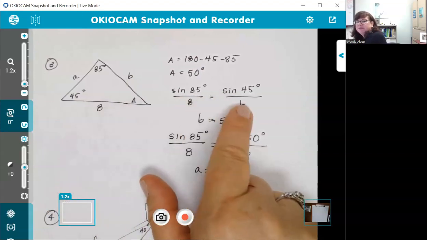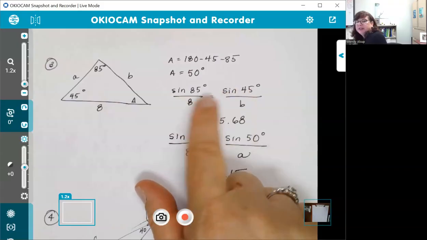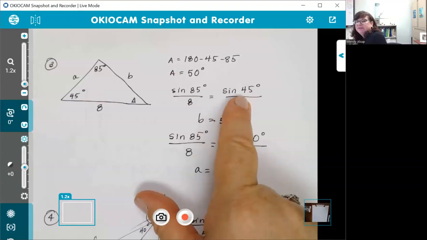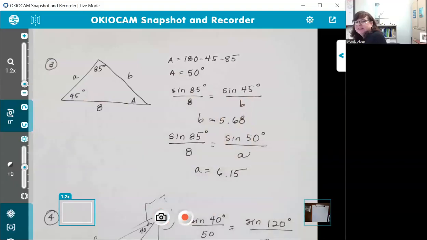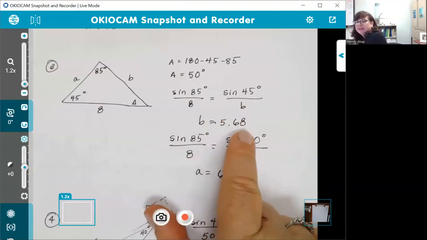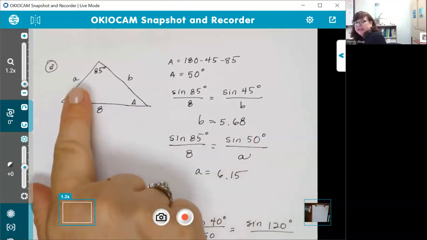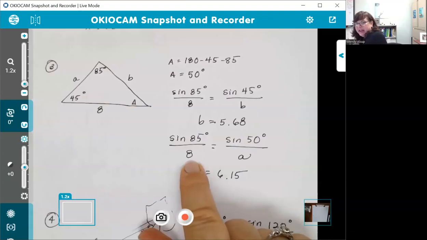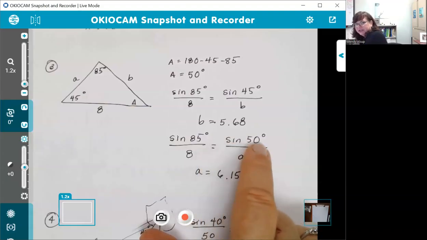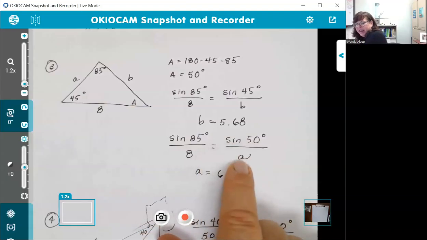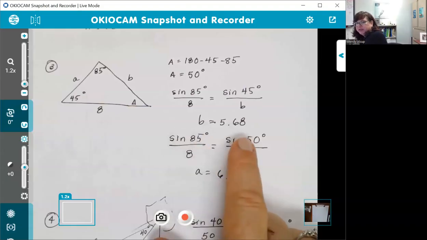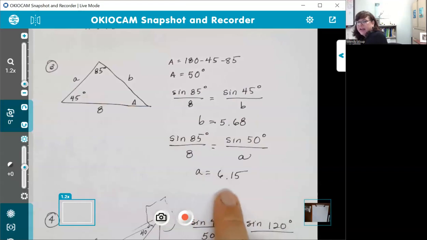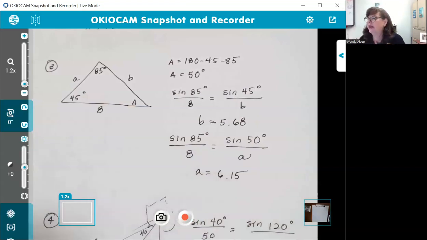And remember, to solve proportions, you can cross multiply and divide by the extra number. So 8 times sine 45 divided by sine 85, I got 5.68. Then I did it again to find letter A. Sine of 85 degrees is to 8, as sine of 50 degrees would be to letter A. To solve a proportion, I cross multiplied and divided by the extra number, and I got A is 6.15.